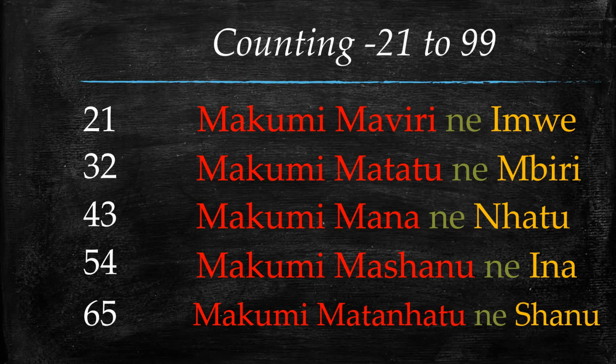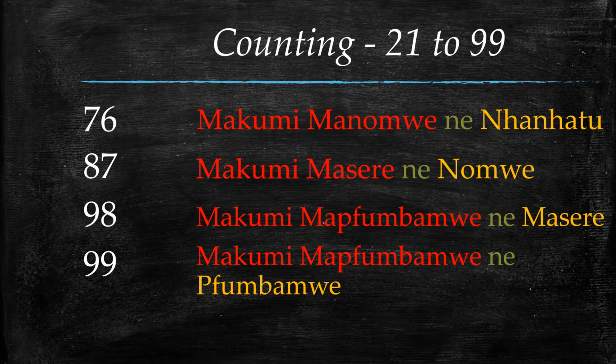43 is makumi mana ne natu. 54 is makumi mashanu ne ina. 65 is makumi matanatu ne shanu. 76 is makumi manomwe ne nanatu. 87 is makumi masere ne nomwe. 98 is makumi mafumbamwe ne sere. 99 is makumi mafumbamwe ne fumbamwe.